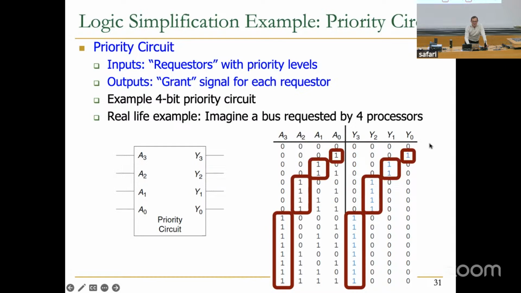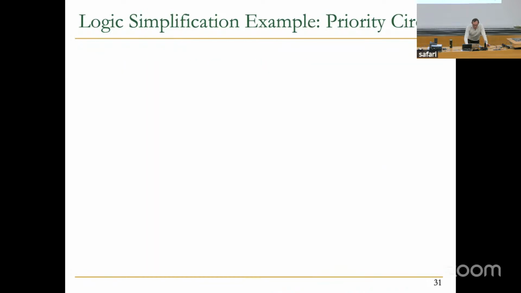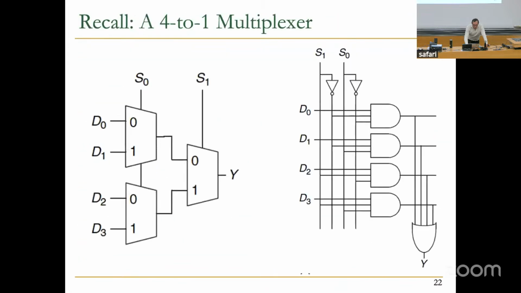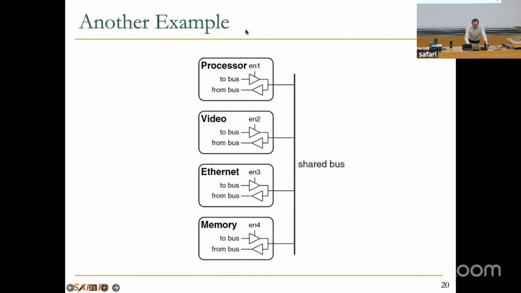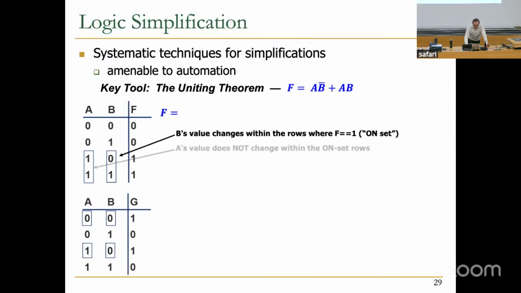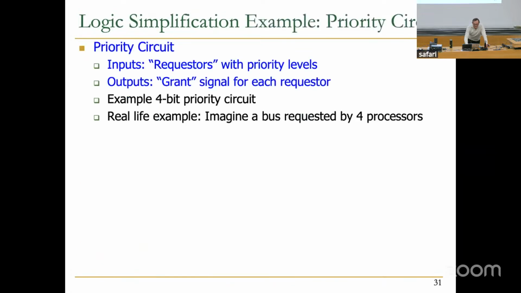Right? Now, what I built over here is a priority circuit that controls these enable bits. Just to connect the dots over here. Maybe I should have copied that slide over here because it's a bit far. Yeah, this thing over here. So these enable signals can be dictated based on the request signals coming from processor, video, Ethernet, and memory. And enable signals are Y3, Y2, Y1, Y0. And the request signals are A3, A2, A1, A0. Now, this is how you can connect things. You can have a priority circuit. Does that make sense? Okay.